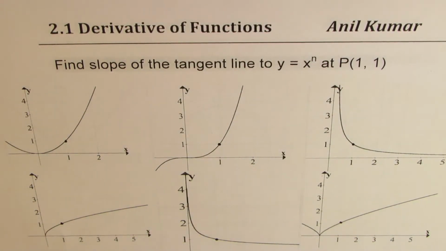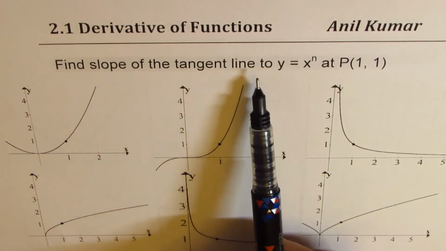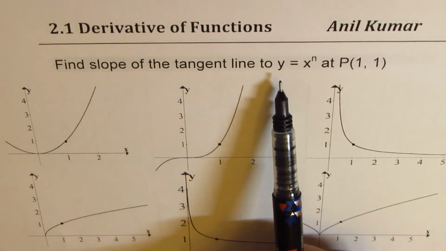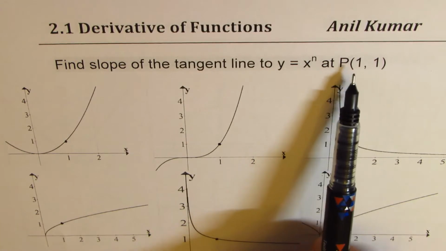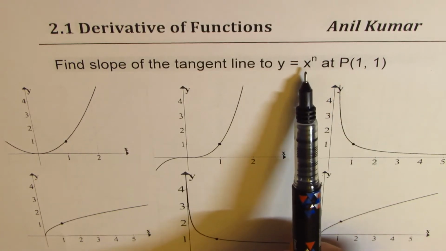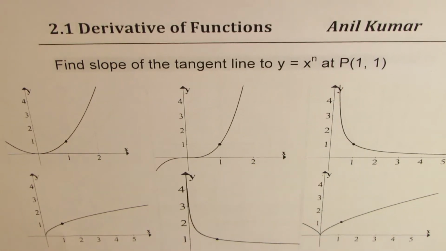Now we'll explore how to find the slope of a tangent line and relate it to the derivative of the function. In this particular exercise, we'll find the slope of the tangent line for all these functions, which are represented by y equals x to the power of n, at the point (1, 1). So if x is 1, then anything to the power of n is going to be 1. That's the whole idea, right? So we have different kinds of functions here.